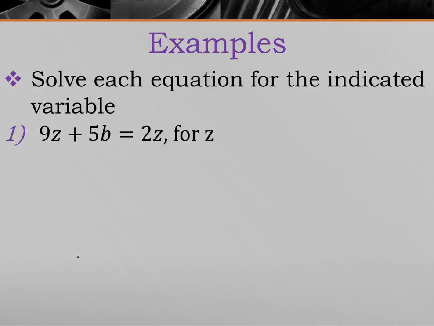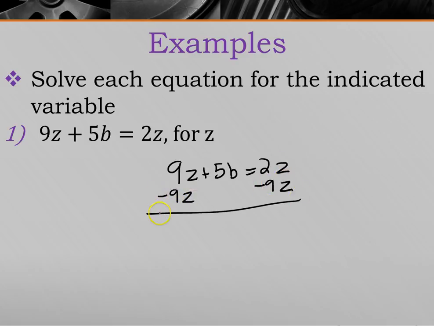So, to solve each equation for the indicated variable, we have 9z plus 5b equals 2z. We want to solve for z. So here's my equation, 9z plus 5b equals 2z. If I want to solve for z, I need to combine all my z's. Well, 2z is already isolated on this side. Let's subtract 9z from both sides. We get 5b equals negative 7z.